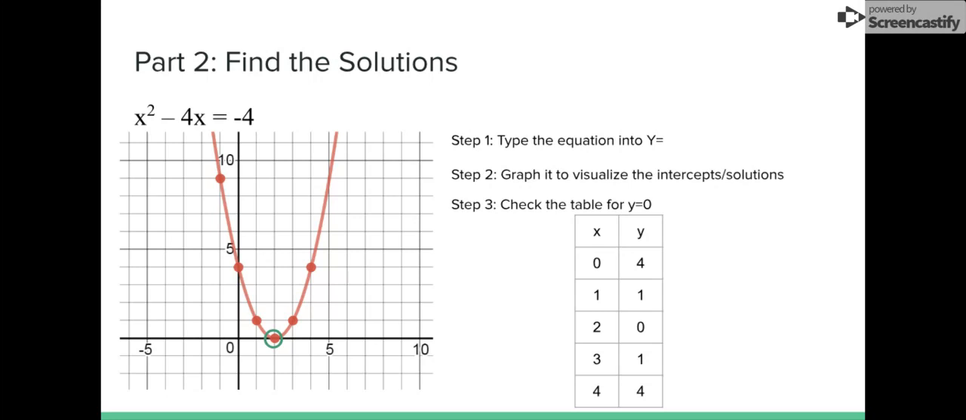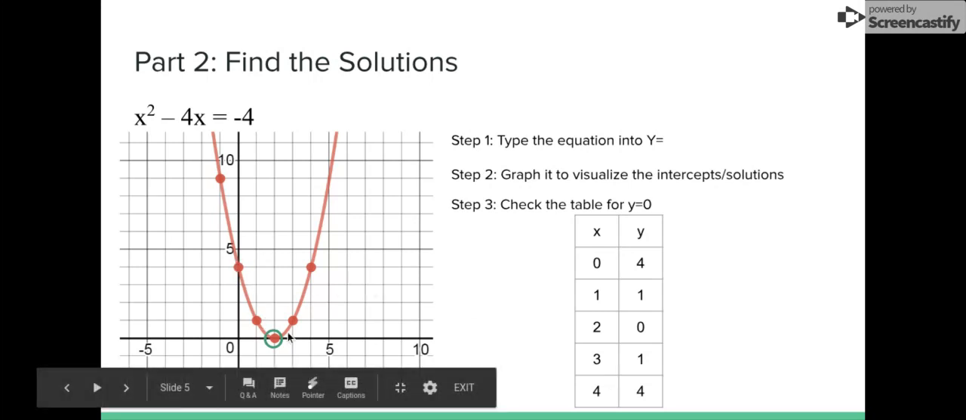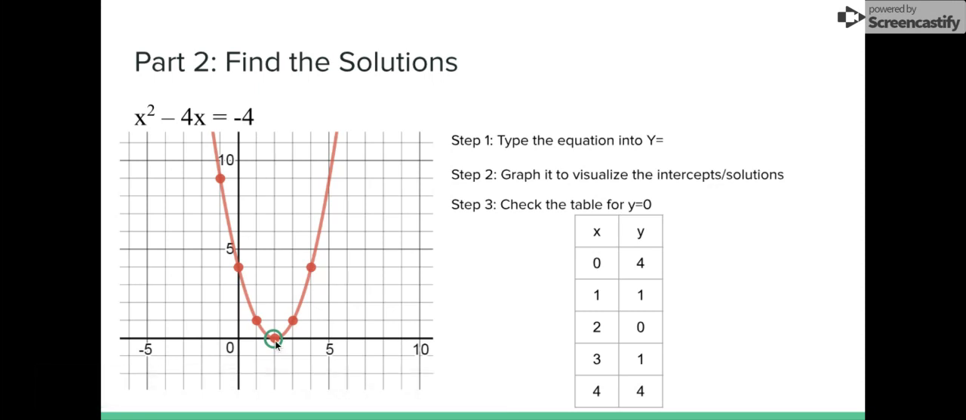Again, what do I expect you to do for this problem? Plot at least these 5 points. Identify that x equals 2 is the solution, and you're done.